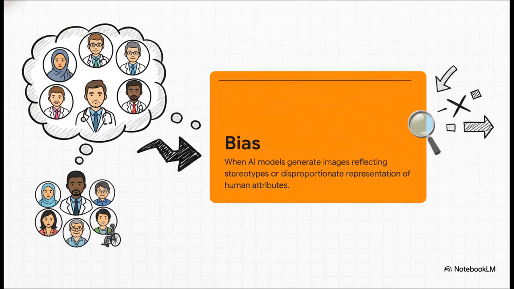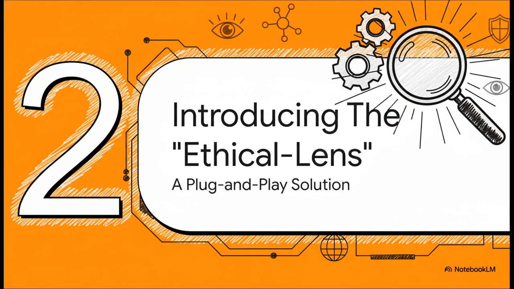And the second big problem is bias. This is what happens when an AI model just ends up reflecting, or even worse, amplifying, the stereotypes that already exist out in the world. So for example, the paper points out that if you type in a prompt for a doctor, a lot of these models will just spit out images of white men, completely missing the actual diversity you'd see in the real world.